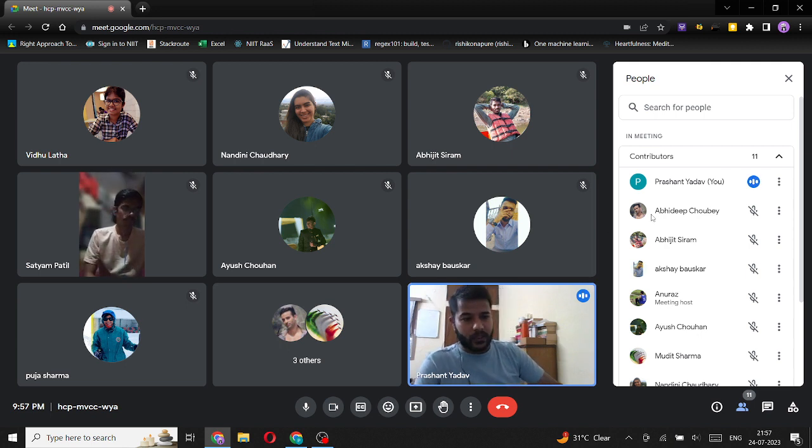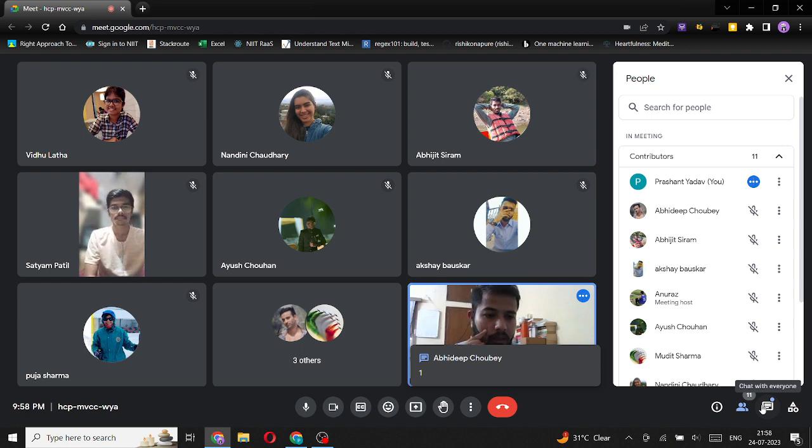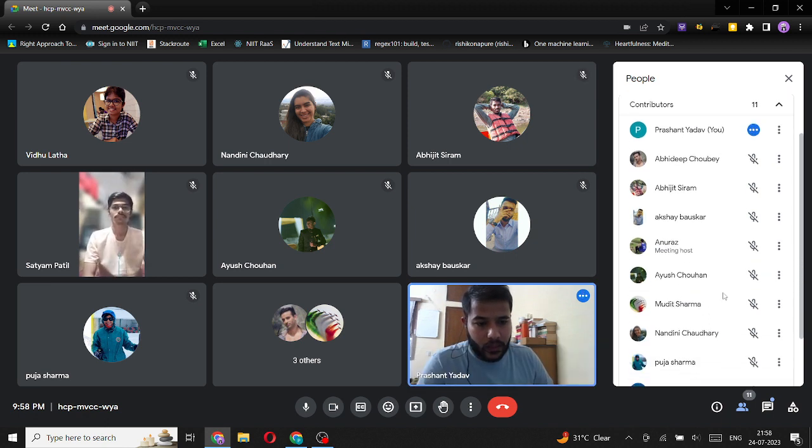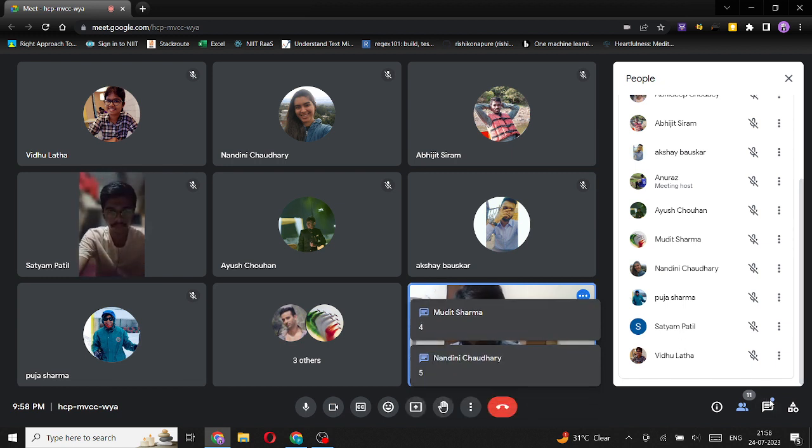So first will be Abhideep. The chess numbers or the serial numbers that I am telling, just write the specific chess serial number in the group. Second is Abhijit. Third is Ayush. Fourth is Mudit. Fifth is Nandini. Sixth is Pooja. Seventh is Satyam. Eighth is Vidhu. And I'll be the ninth, Prashant.